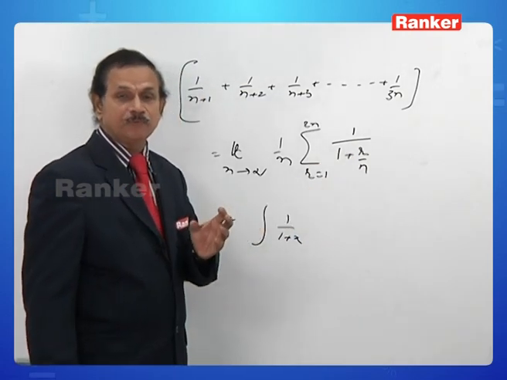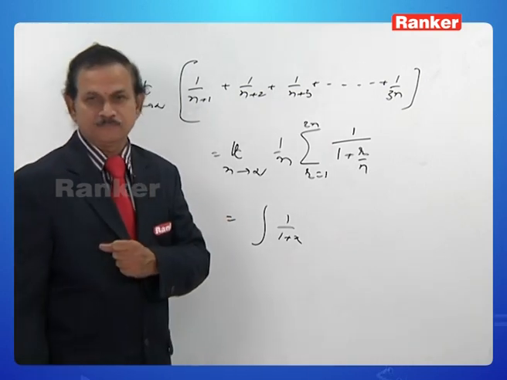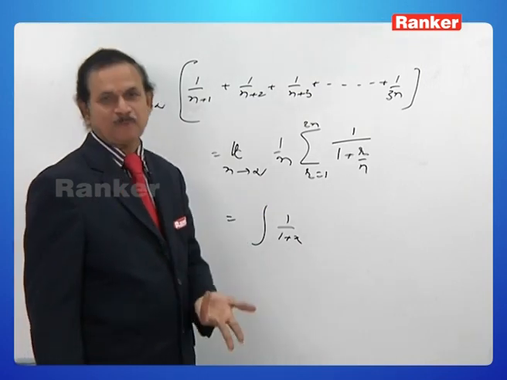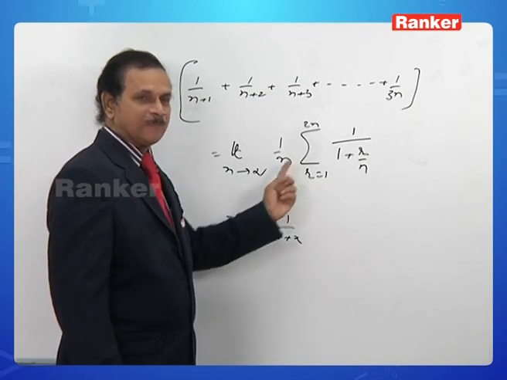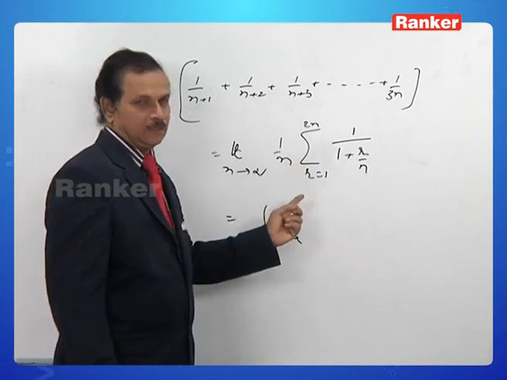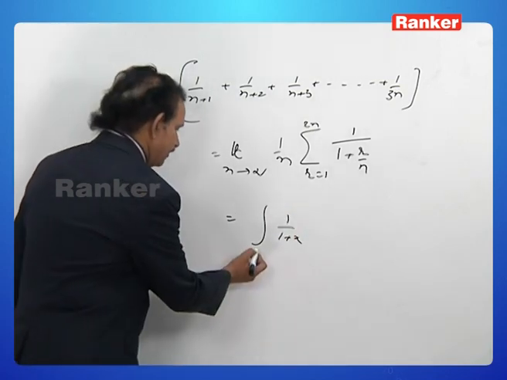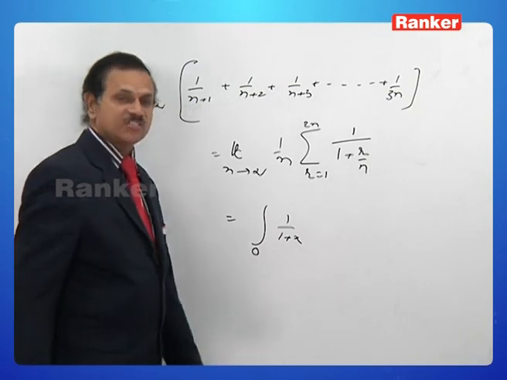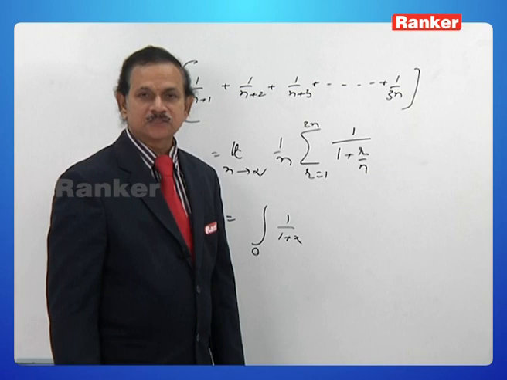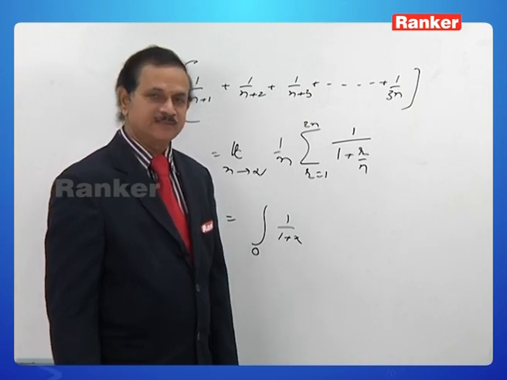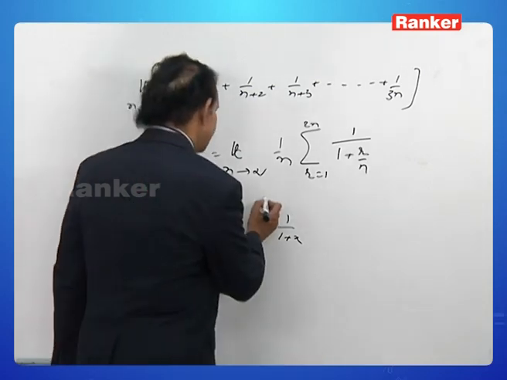We are supposed to fix the limits of integration for x. X means r by n. R means for the lower boundary it is 1. R by n means 1 by n. 1 by n tends to 0 as n tends to infinity. Hence the lower limit is 0. Okay. What do you say about the upper limit? Upper limit is r equal to 2n. R by n is 2n by n, it is 2. Integral 0 to 2.